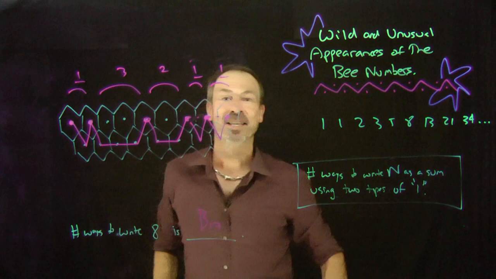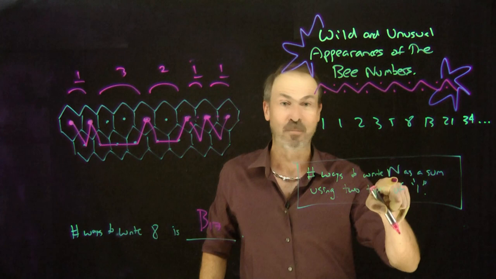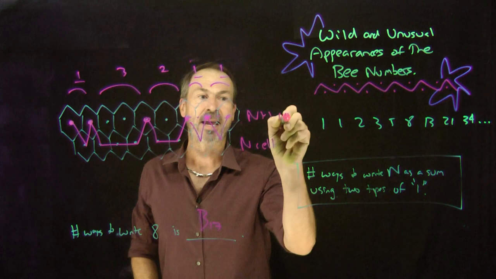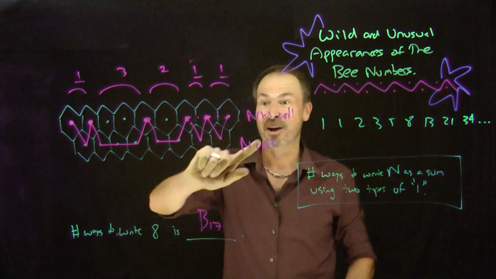In general, for rewriting number n as a sum of positive integers with two different types of 1, I have n cells here. I have one more cell up there, n plus 1 cells, which means I have a total of 2n plus 1 cells. The number of paths is B of 2n plus 1.